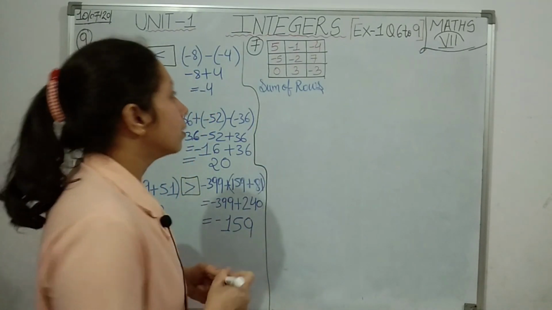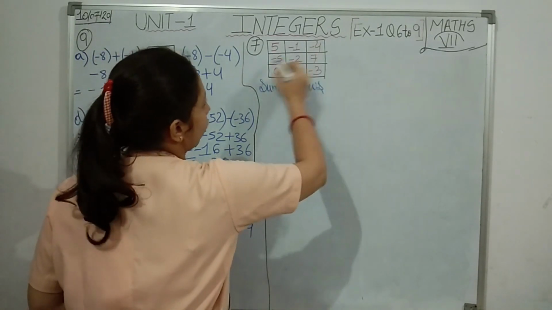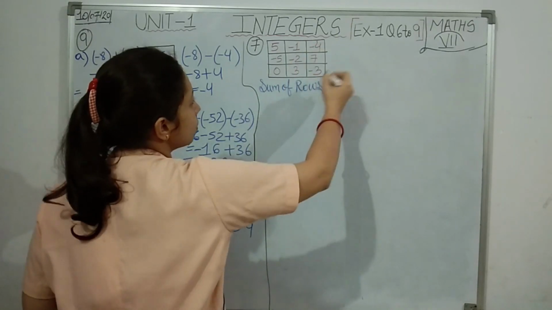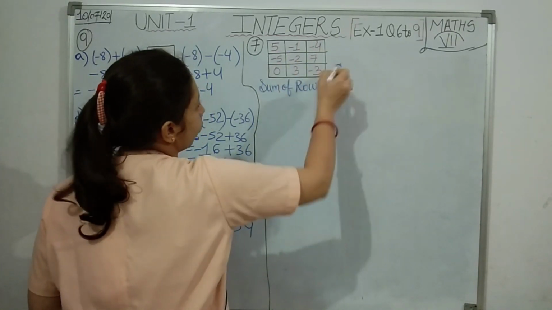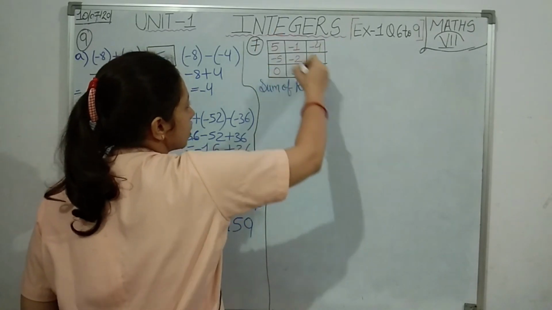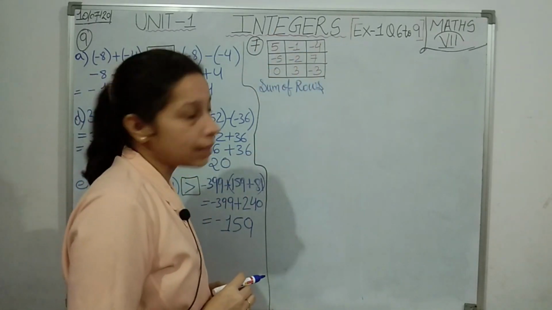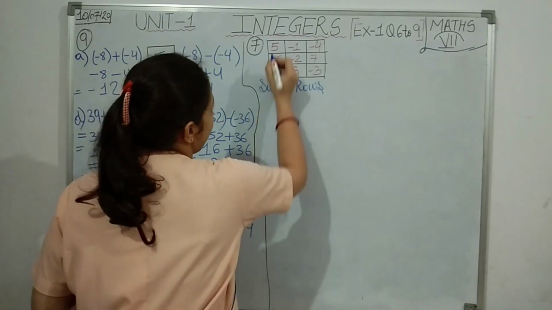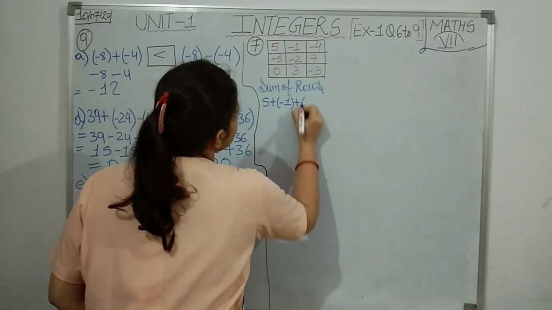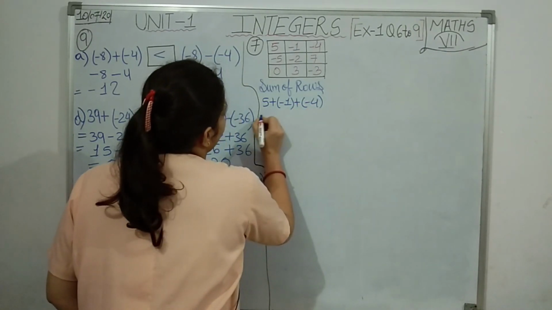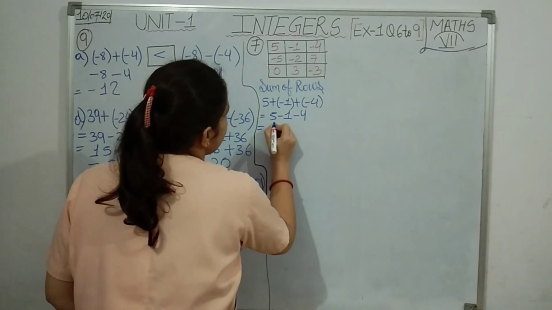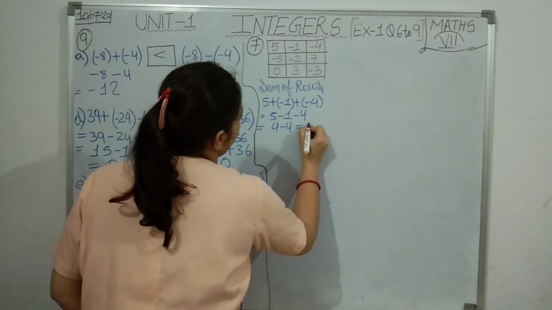So first, what are rows here? These are rows. Horizontal lines are rows, vertical lines are your columns. So 3 rows, 3 columns, and diagonal means this one, one diagonal, and this one is the second diagonal. We are going to take its sum. Let us see the sum of rows I have written. So 5 plus (−1) plus (−4). Then 5 minus 1 minus 4, 4 minus 4, 0 we are going to get.